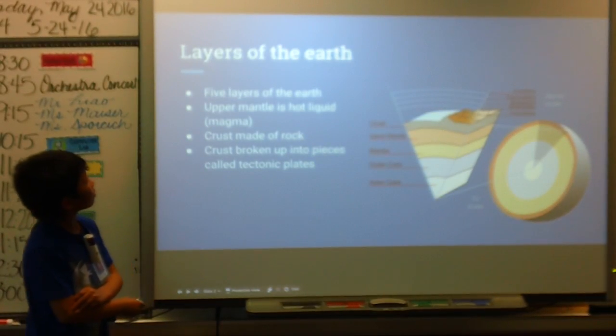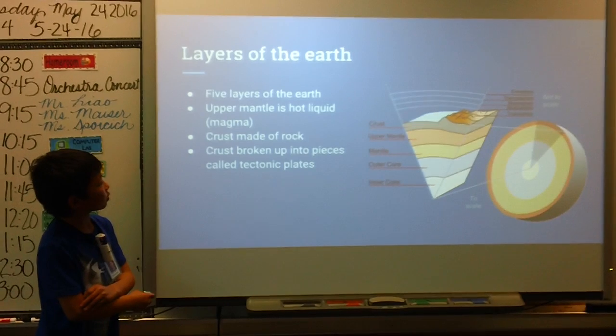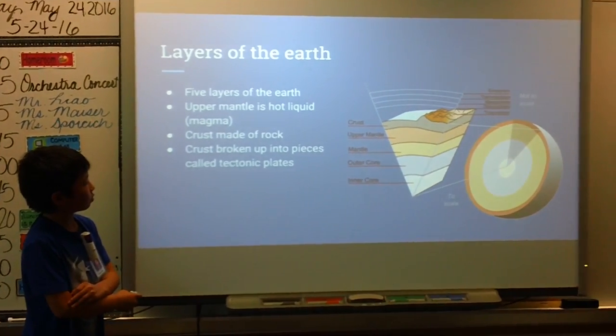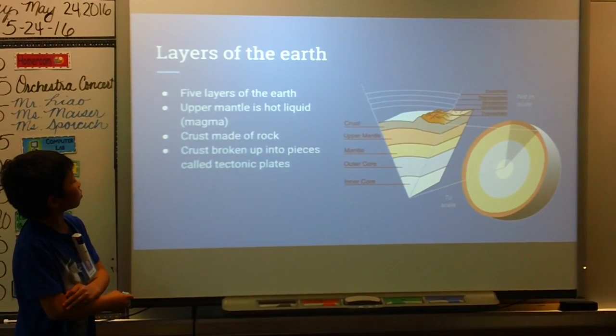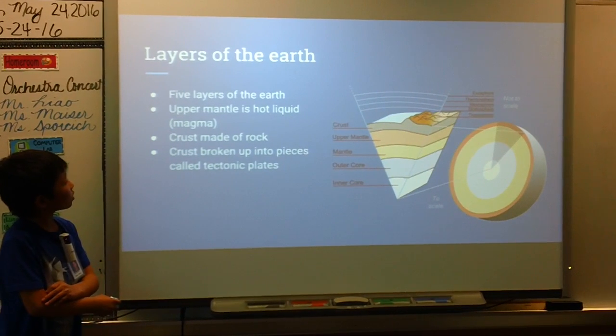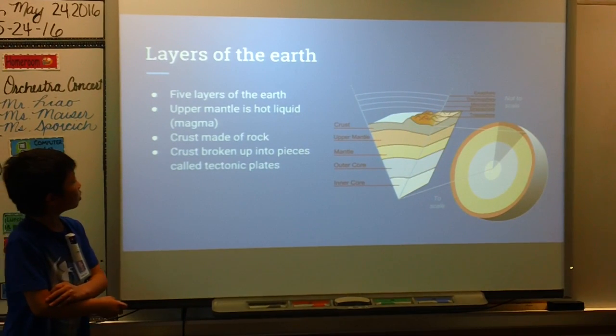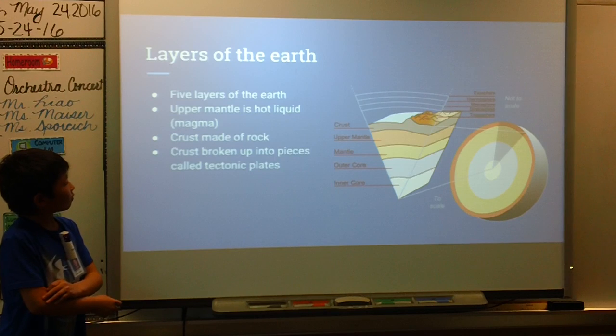There are layers of the earth. There are five layers of the earth: crust, upper mantle, mantle, outer core, and inner core. The upper mantle is hot liquid. The crust is made out of rock. The crust is broken up into pieces called tectonic plates.